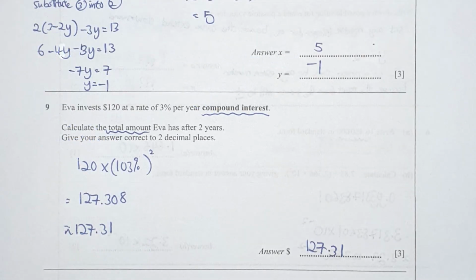At question 9, Eva invested 120 at a rate of 3% compound interest. So 120 times 103% to the power of 2. You should get your result as 127.308, and to convert it into 2 decimal places, the answer should be 127.31.